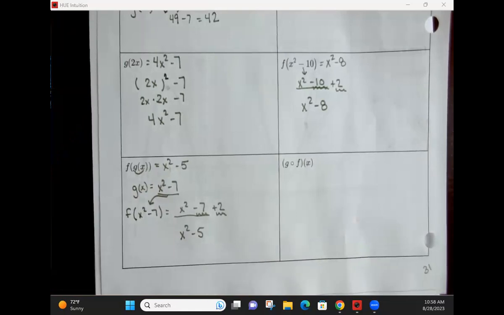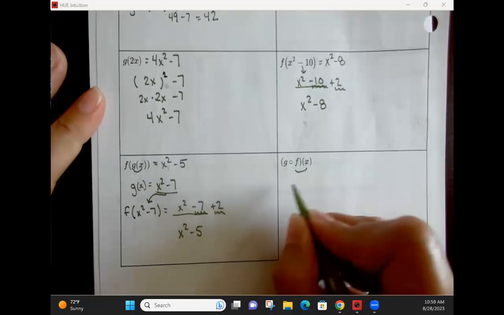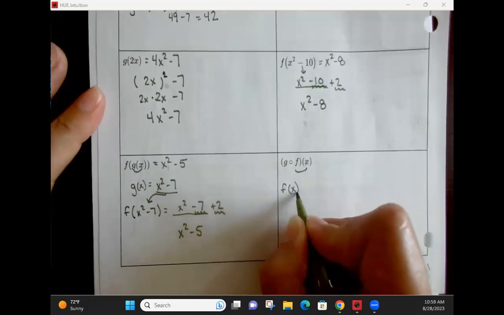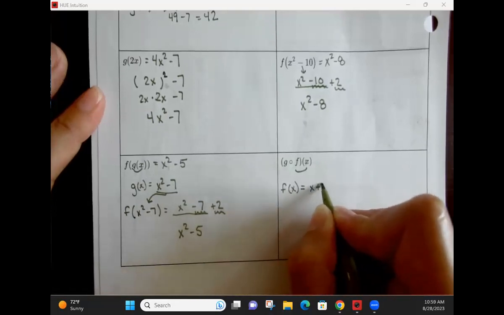So now I've done this with a composition. We're going to do one more with these same functions, a composition. This time I'm switching the order. This time g of f of x. So we'll start with f of x. f of x is x plus 2.